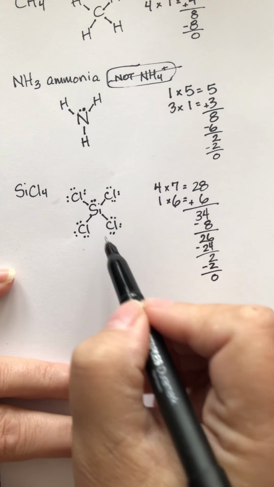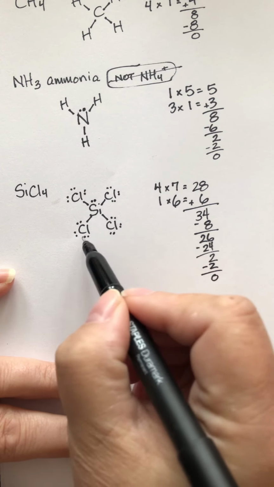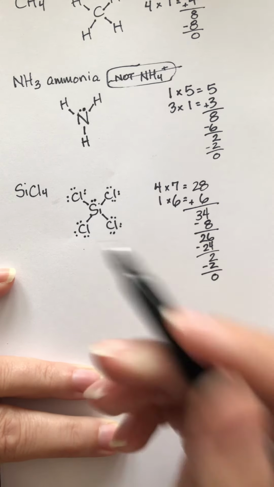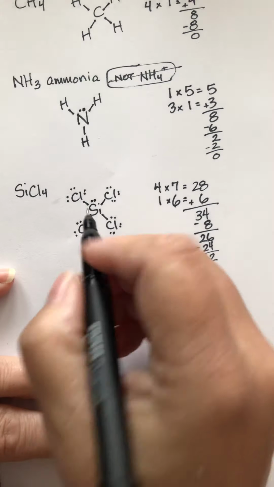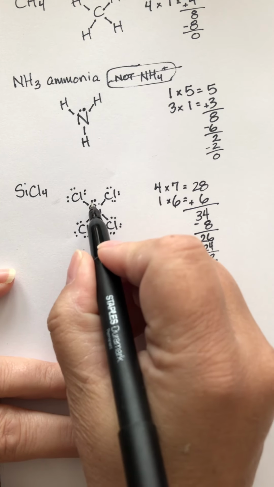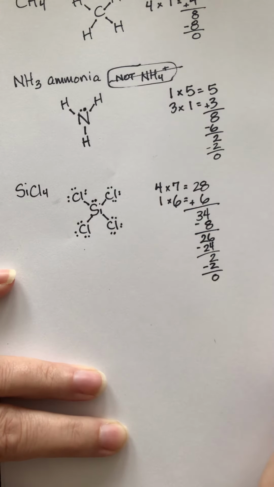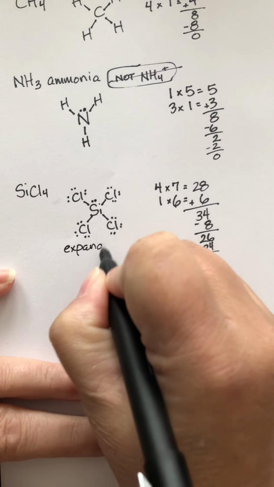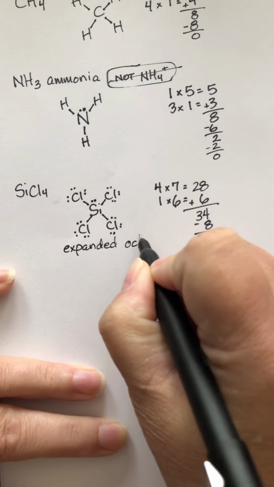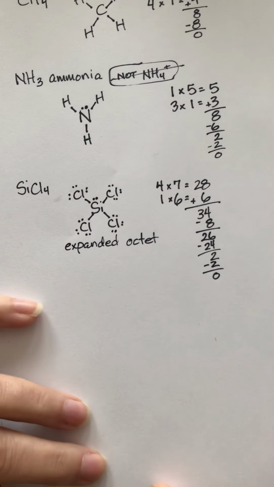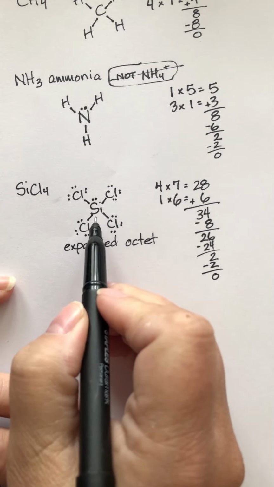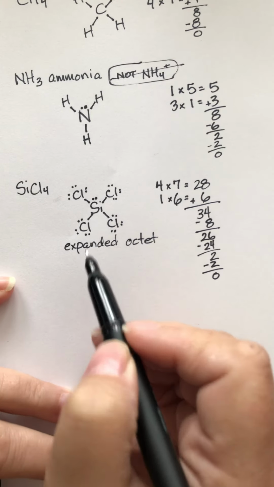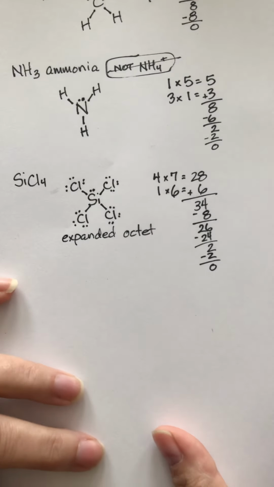Now you'll notice my chlorines have 2, 4, 6, 8. They're all happy with their octet. Silicon has 2, 4, 6, 8, 10. But again, it's called an expanded octet, and it is one of our exceptions. As long as the central atom is in period 3 or greater, it can accept more electrons than 8.